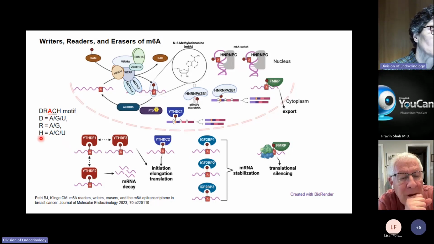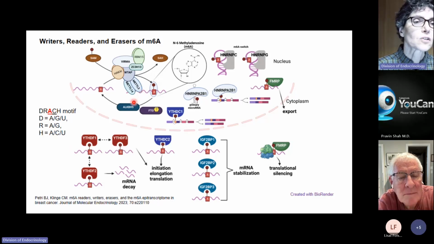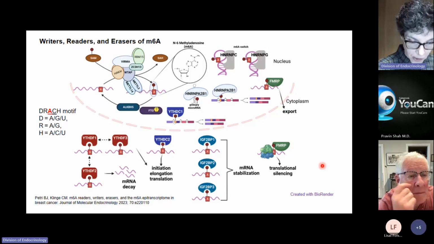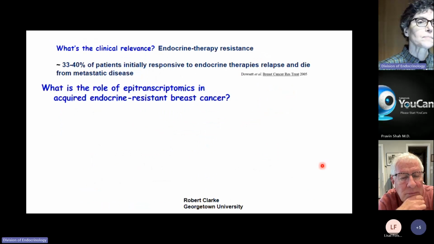And the DRACH motif, you can see what the nucleosides are here, but it's invariably the A in the center, followed by a C. And that's what's recognized by METTL3. So ALKBH5 and FTO can remove that methyl group, and then it just goes back to an A, in which case these readers won't be interacting with that transcript at that site in the absence of that methyl group.